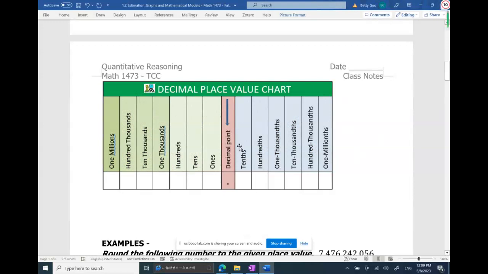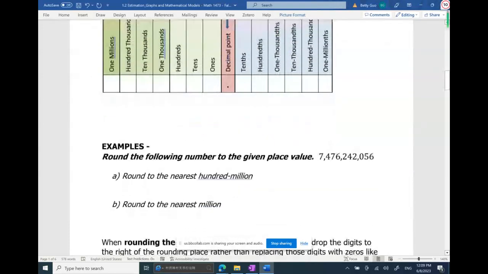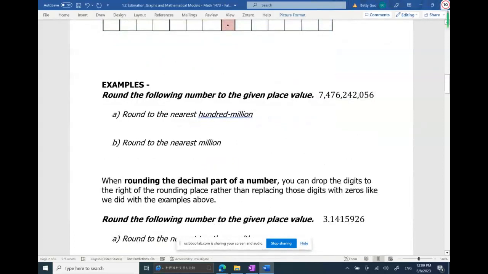Rounding is very important, especially for test 2. Test 2 covers personal financial management, and a lot of the questions require you submit the correct answer with correct rounding. So rounding is very important. Now let's look at this example.